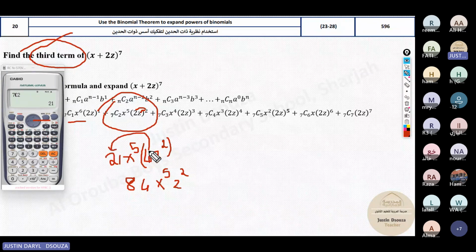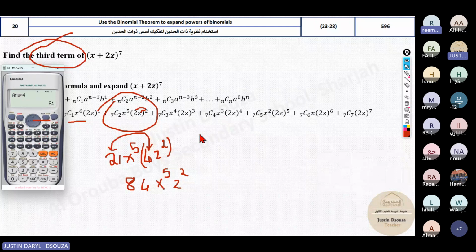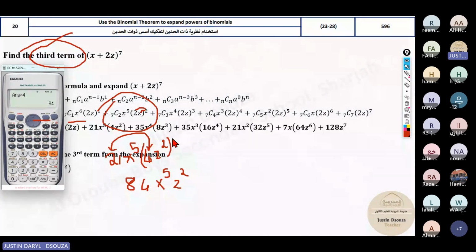Can you multiply these two? 21 times 4 is how much? 21 times 4 is 81. Oh, 84, sorry. Yes, 84. That's the reason why I got this 84. Is this okay? Oh, you're still confused with how I got 84? Yes, Mister. It's clear, is it? I understand. Okay, brilliant.